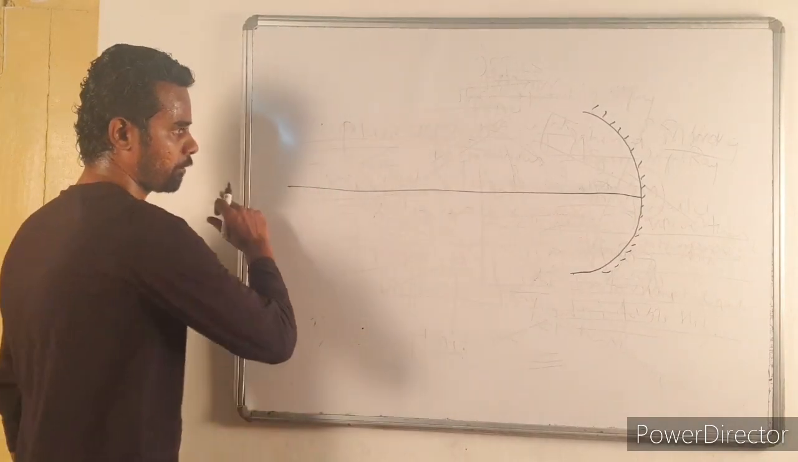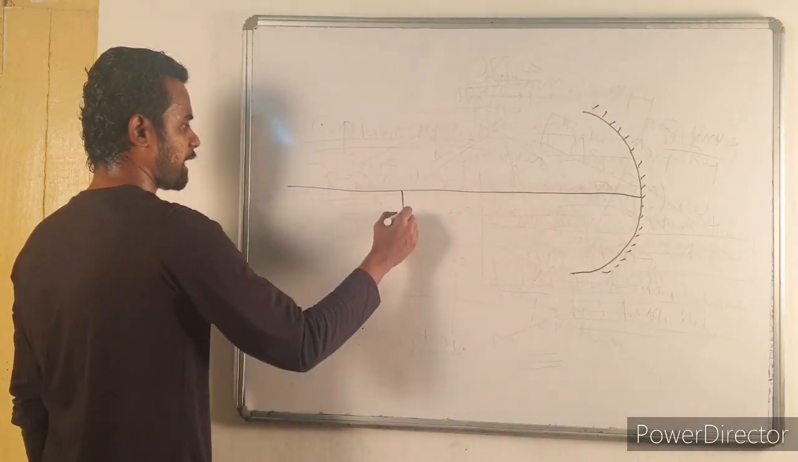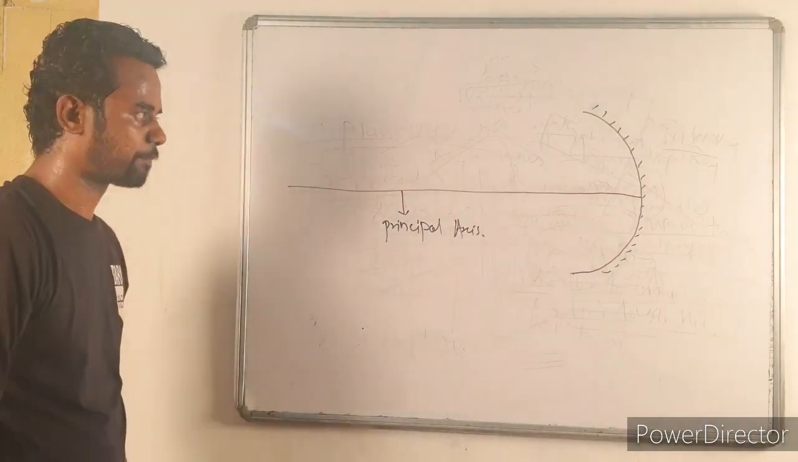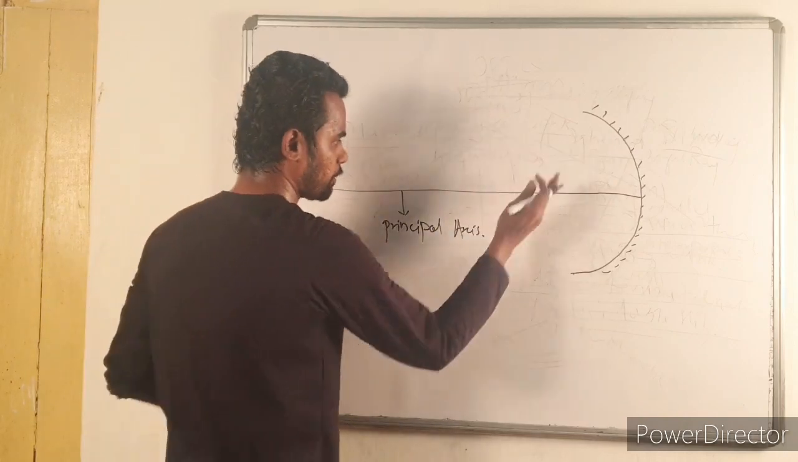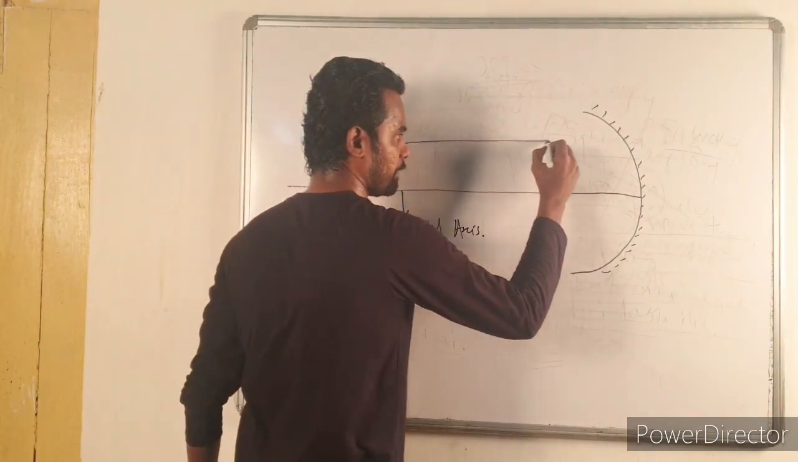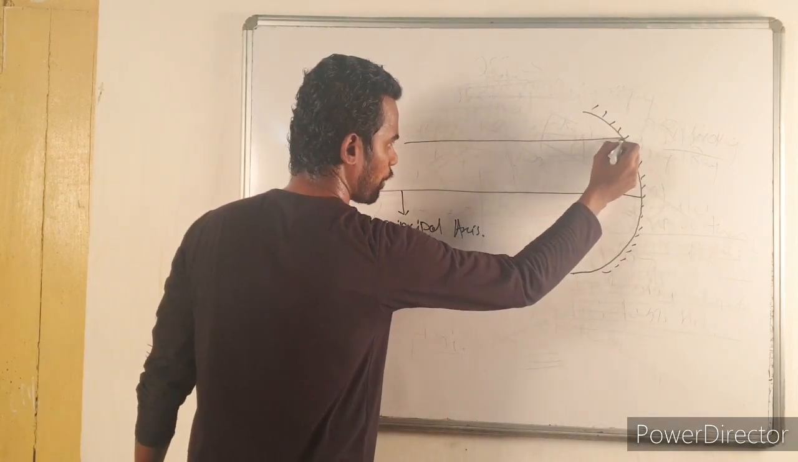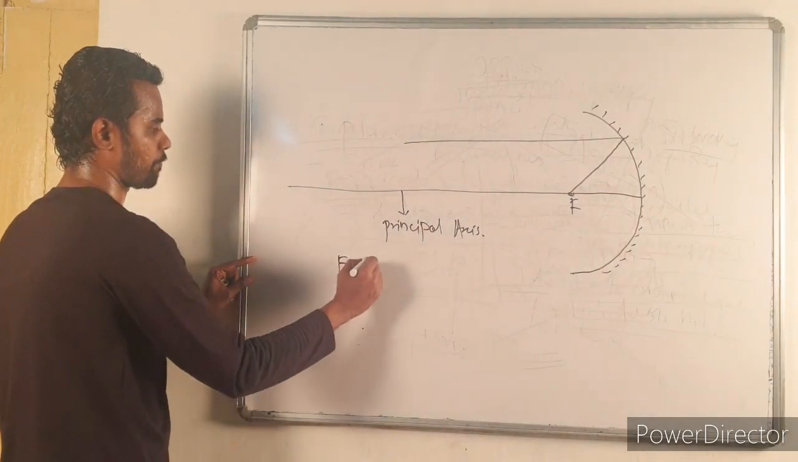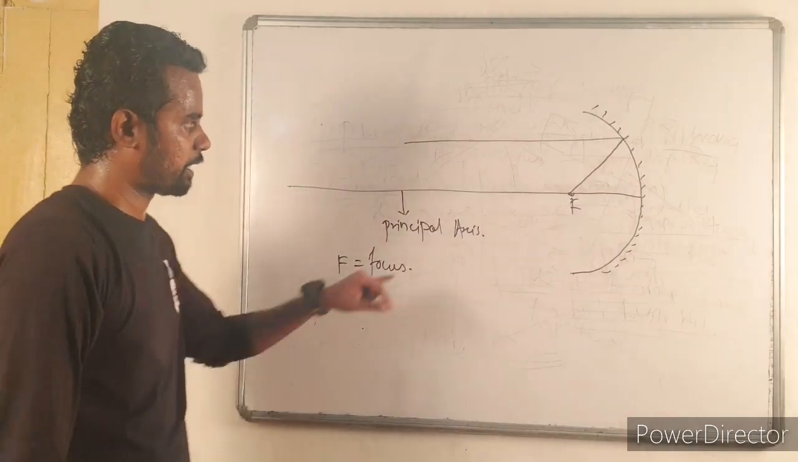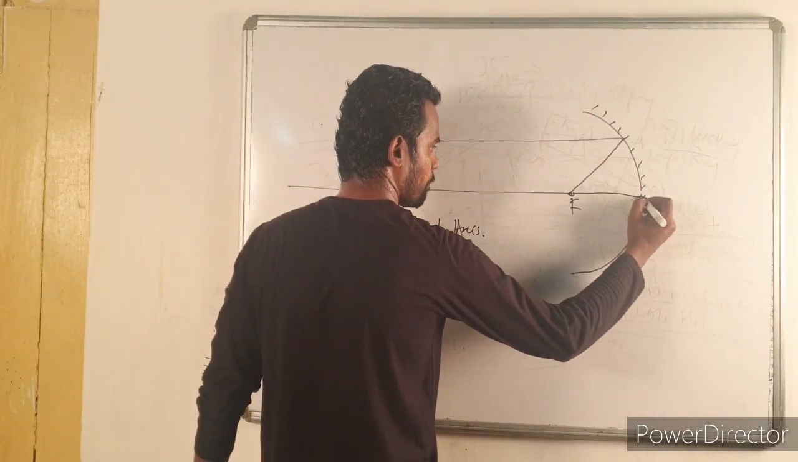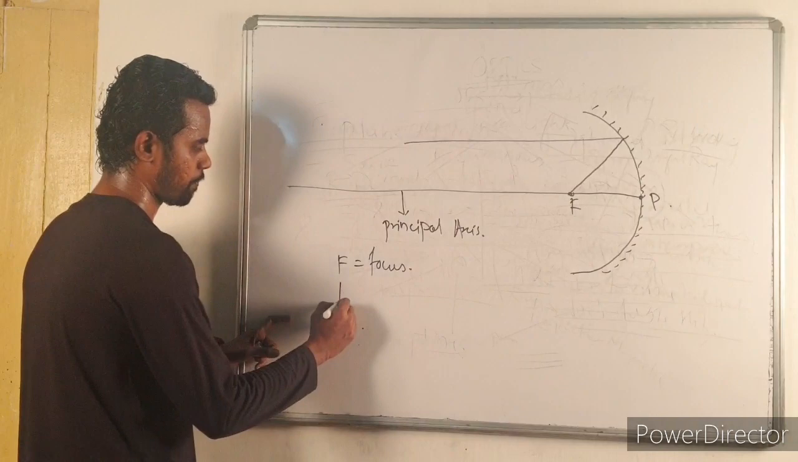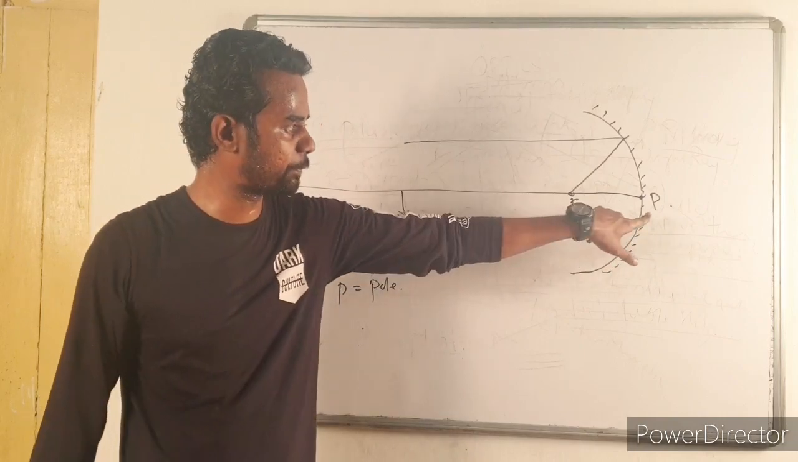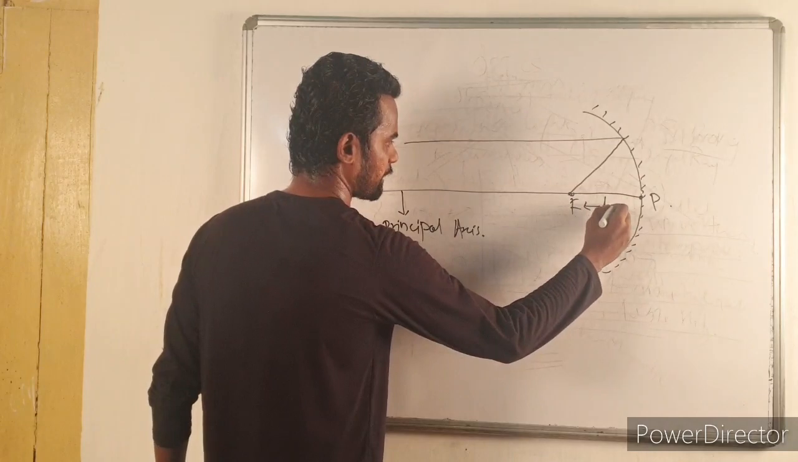Okay. Now when we are talking about a mirror, right in the middle, this line is called the principal axis. Alright. And if we draw a line parallel to the principal axis and it gets reflected from the mirror, it will always pass through the point known as the focus. Okay. Now the middle of the mirror is called the pole. And the distance between F and P, or the focus and the pole, is called the focal length.